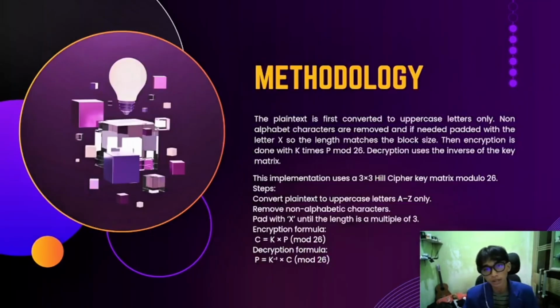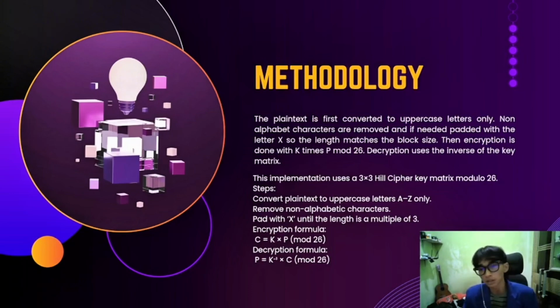For the methodology, the plain text is first converted to uppercase letters only. Non-alphabet characters are removed, and if needed, padded with the letter X so the length matches the block size. Then encryption is done with the key times P mod 26. The decryption uses the inverse of the K matrix.